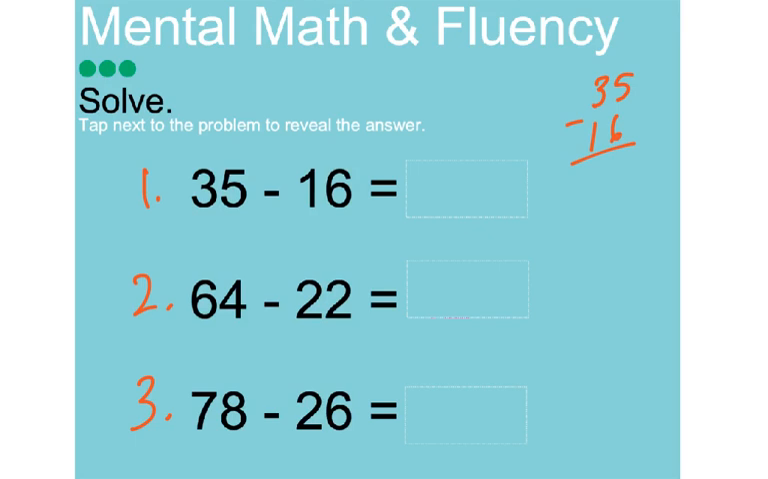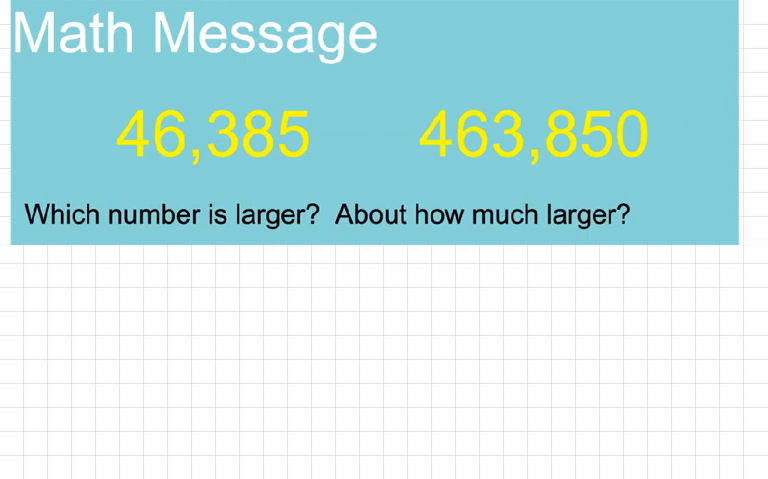Number 1, 35 minus 16 is 19. 64 minus 22, that one's a little easier. 4 minus 2 is 2. 6 minus 2 is 4. And 78 minus 26 is 52. Go ahead and erase that.